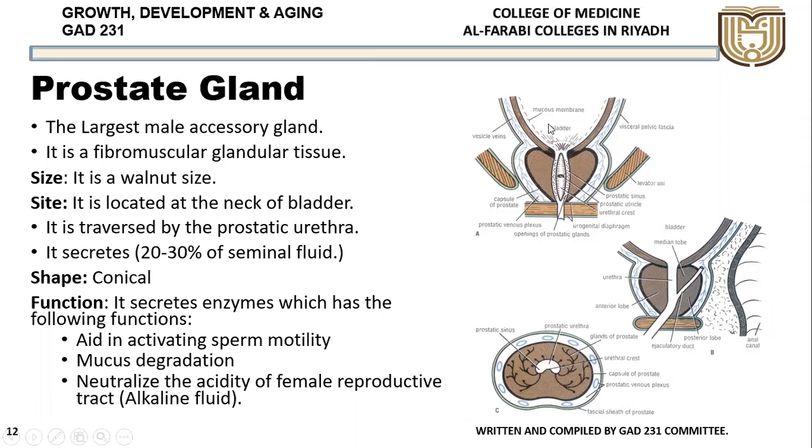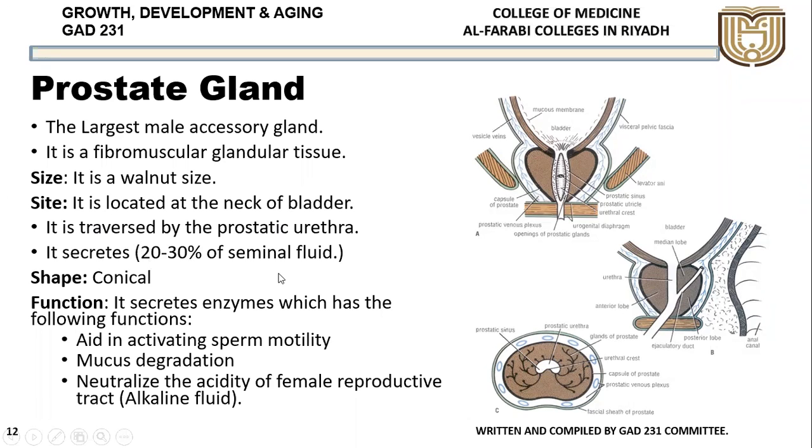It is traversed by the prostatic urethra. From the neck of the bladder, we see the passage of the urethra. This part passing through the prostate is called the prostatic urethra, and this is called the membranous urethra. So this is the prostatic urethra passing through the prostate.